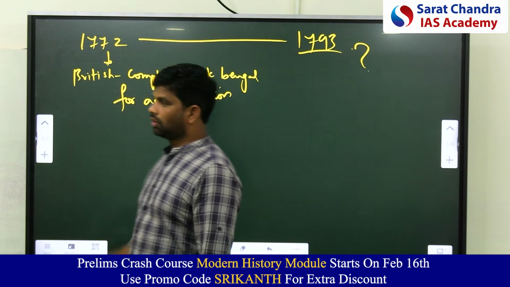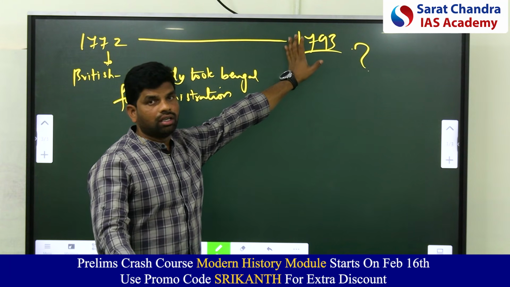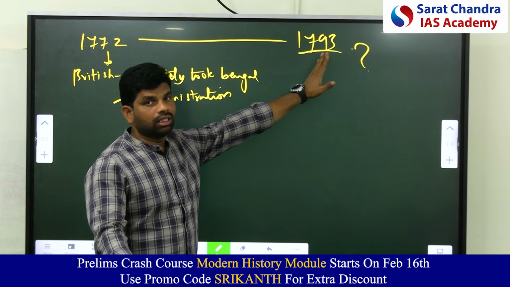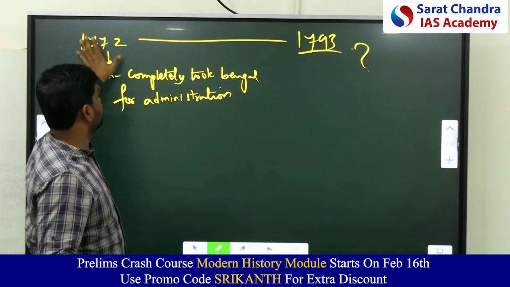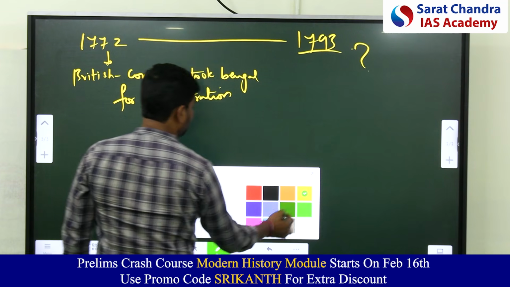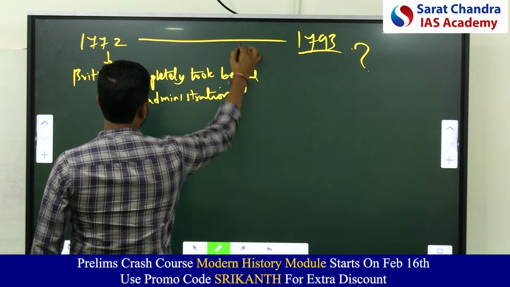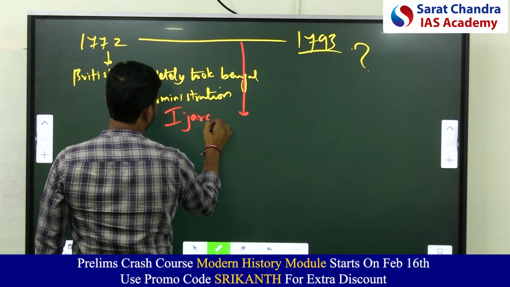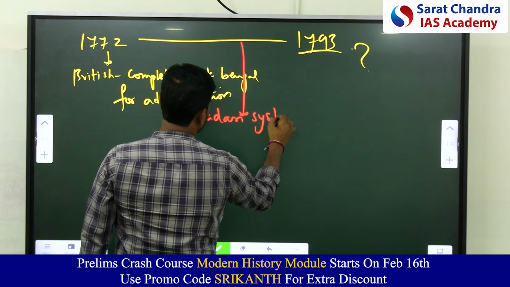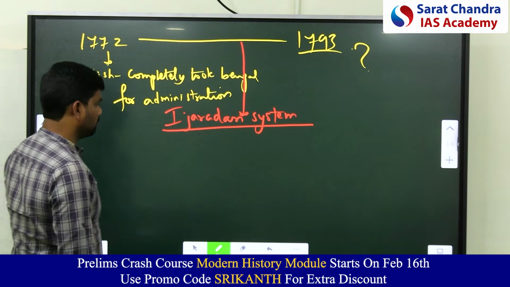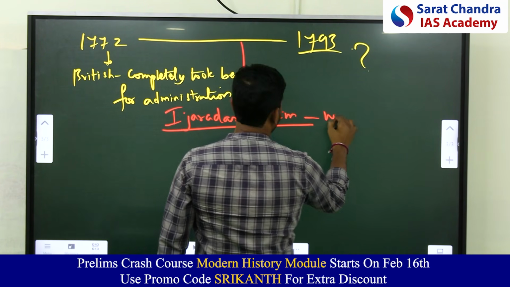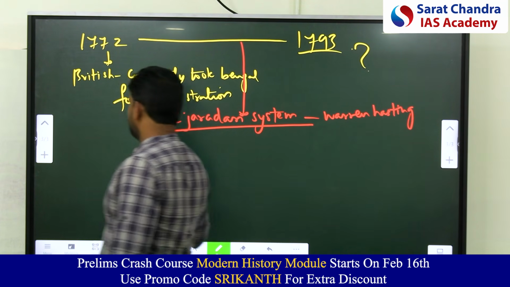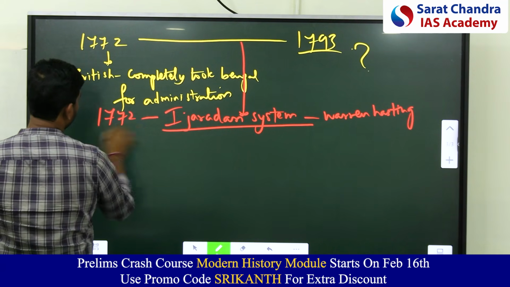I told you that from 1793 the first revenue settlement, known as the permanent settlement, was introduced. Then what revenue settlement was there before 1793, from 1772? The system is known as the Vijayawada system. In these years, we need to say the system is the Vijayawada system, implemented by Warren Hastings from 1772.